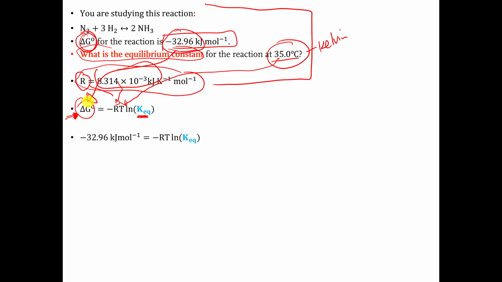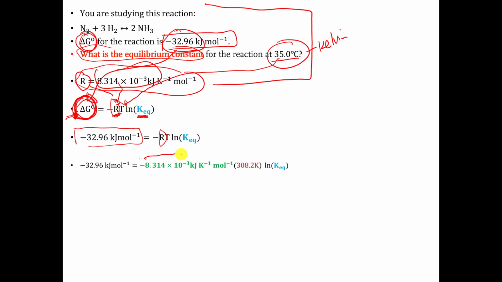In the first step, I'm replacing the symbol for the standard change in free energy with the actual number in this case, so there it is. In the second step, I replaced the R number. I replaced the symbol for R with the actual R number, with its units. There's the negative sign there. I also replaced the symbol for temperature with the actual temperature. Here's the actual temperature, and you can see I converted it to Kelvin. So 35 degrees Celsius is about 308.2 Kelvin.